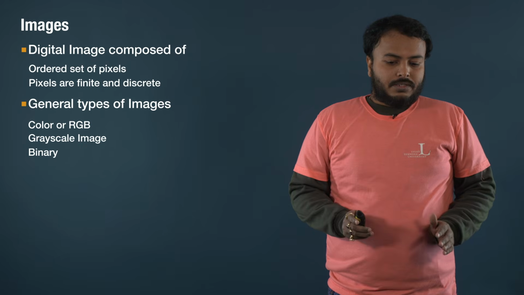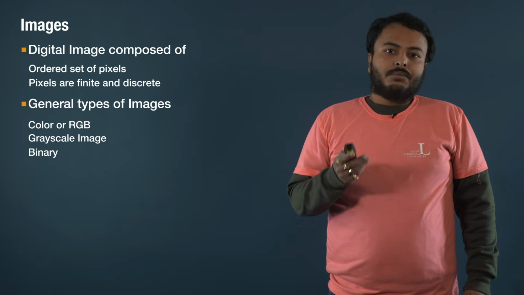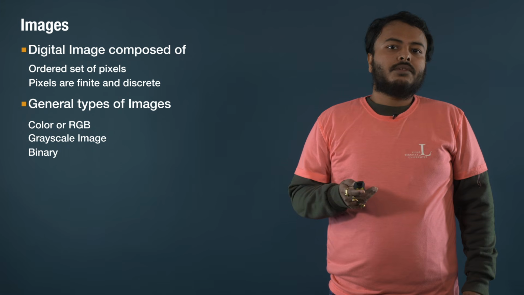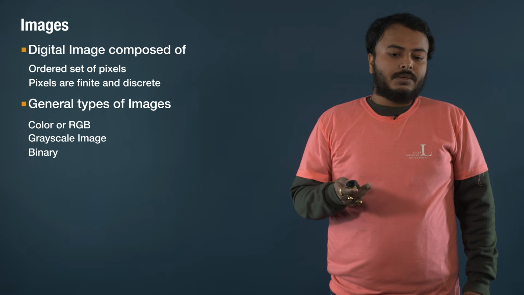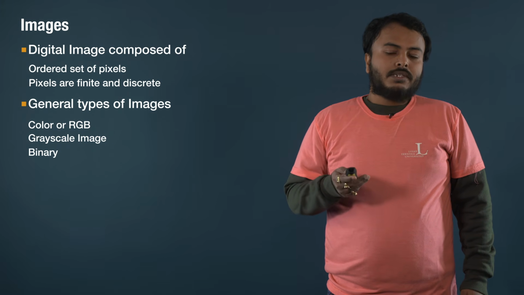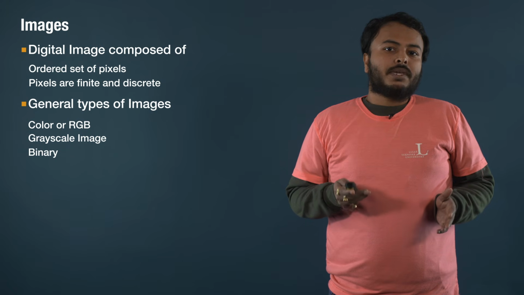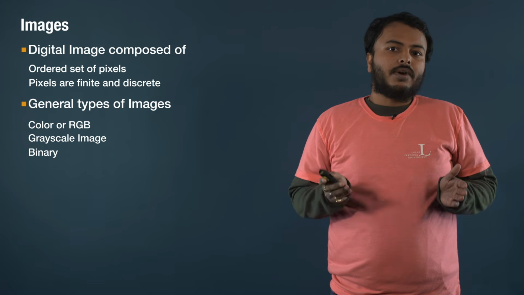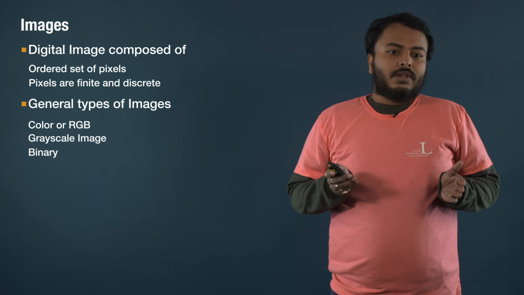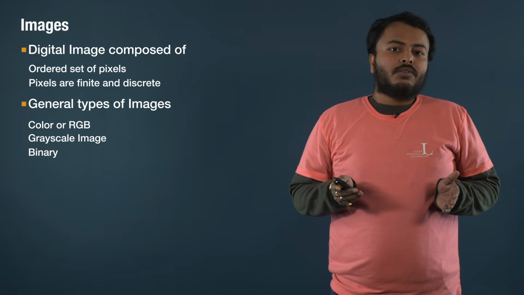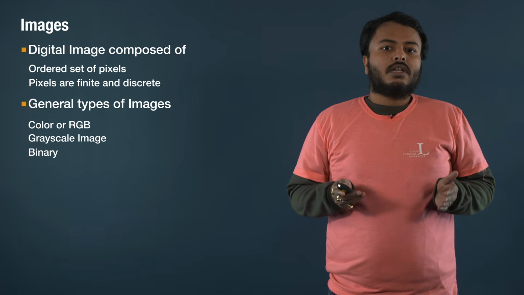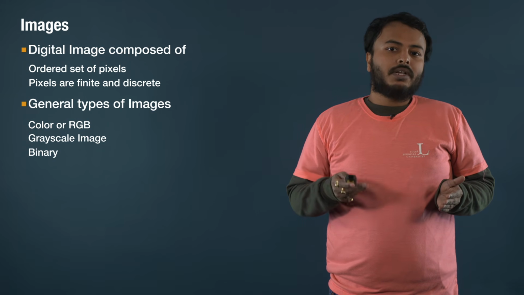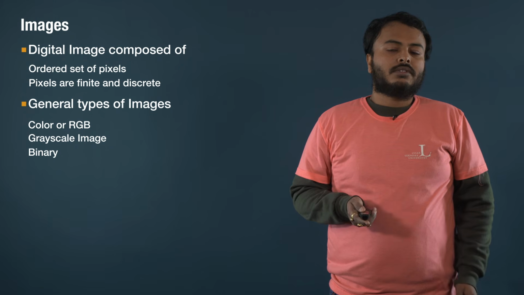Next come images. So when we talk about images, it's a digital image. We often talk about digital images, and the digital images are a set of ordered collection of pixels. They should be discrete and finite. And when we talk about images, we normally see three types of images: a color image, a grayscale image, and a black and white image.